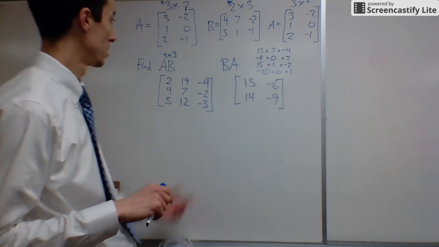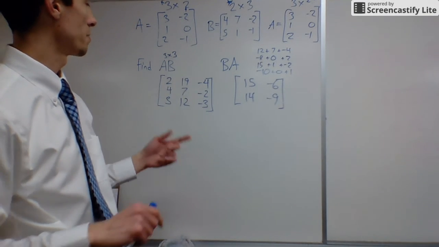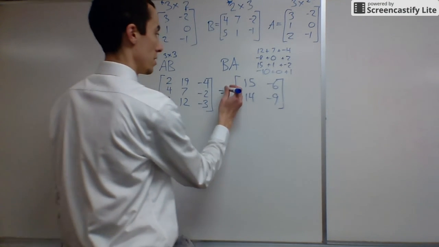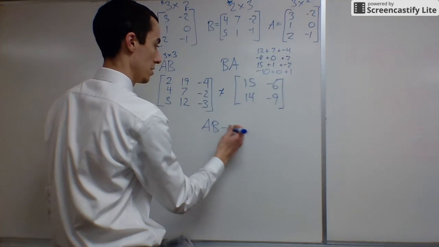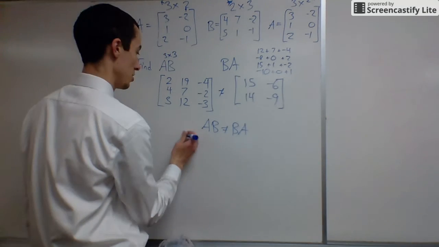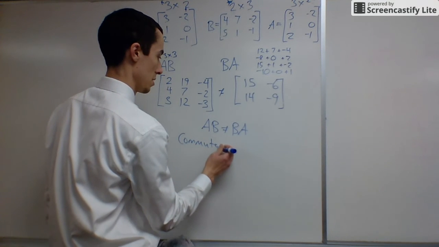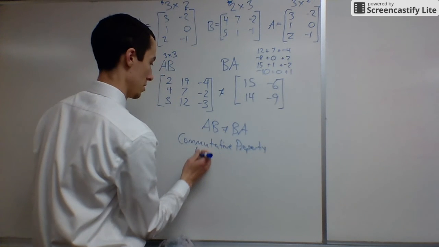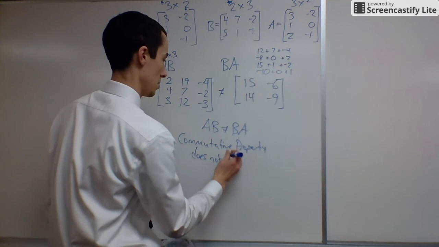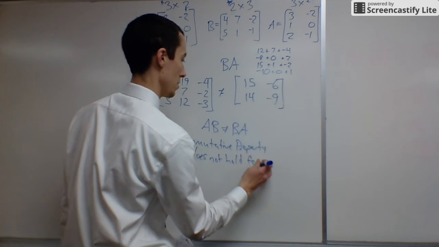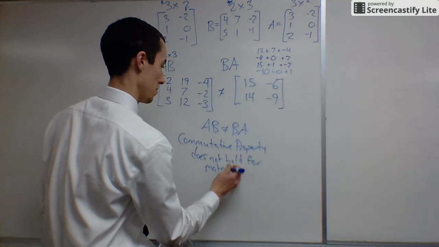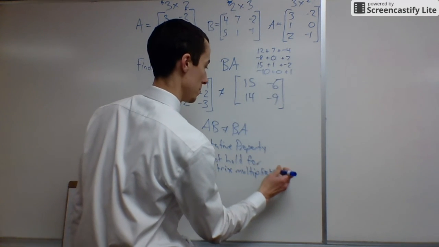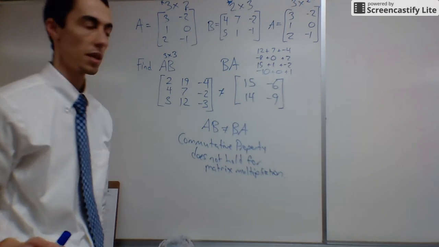So as we've just shown, for these two matrices, AB doesn't equal BA. And so we can see that in general, the commutative property does not hold true for matrix multiplication. Something helpful to keep in mind.